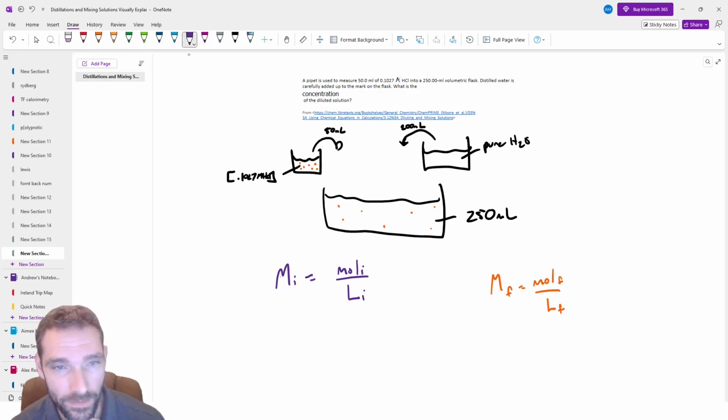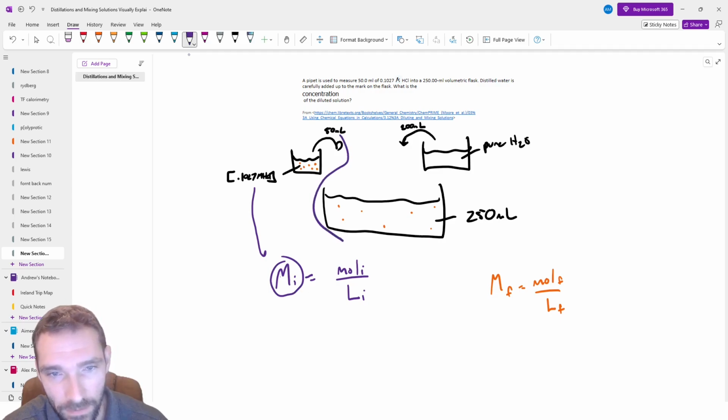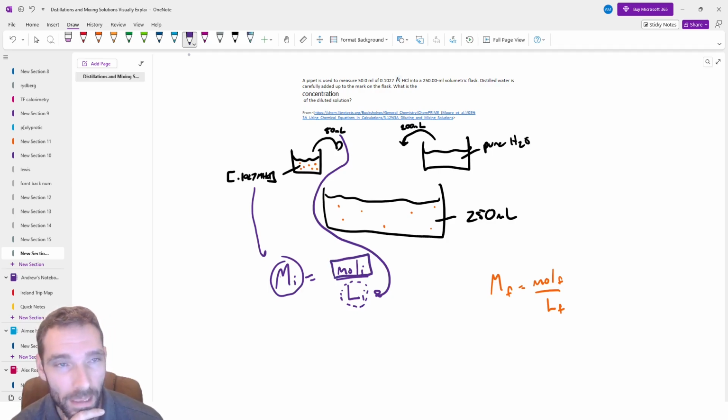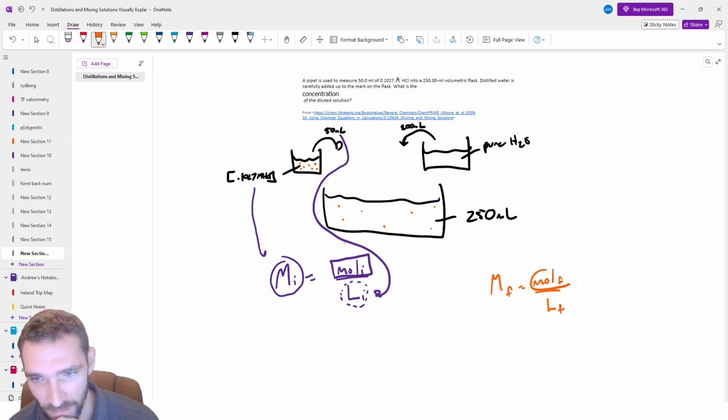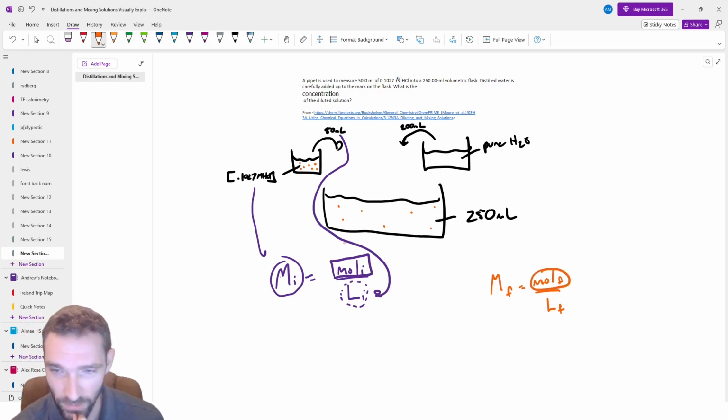In this problem, they've provided for us the concentration. So we have a concentration value, and we also have a volume that's being provided. It's in milliliters, so it's not exactly in liters, but it's something that we can work with. From that, we can figure out the initial amount of moles. And that initial amount of moles is something that we can use for our final amount of moles here, because this is just a simple dilution.